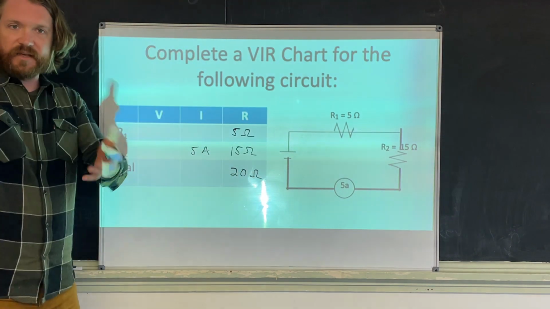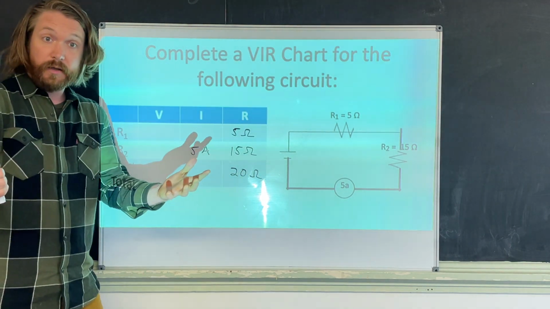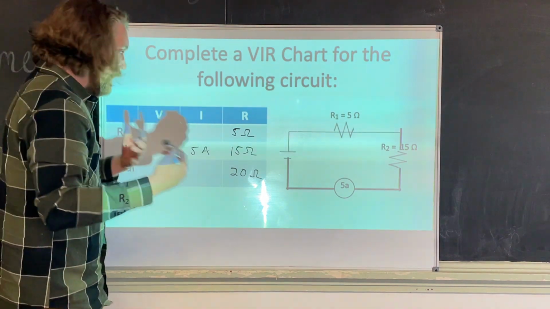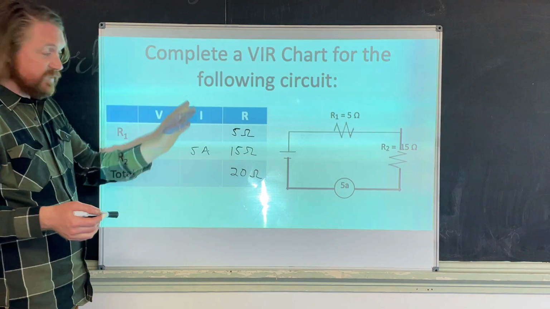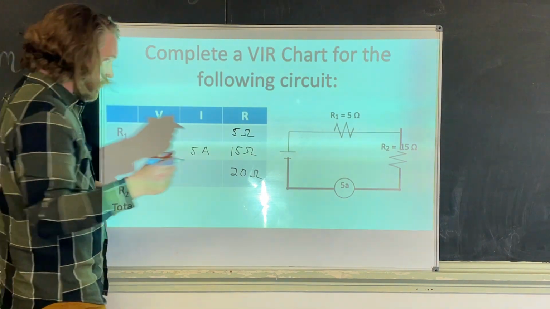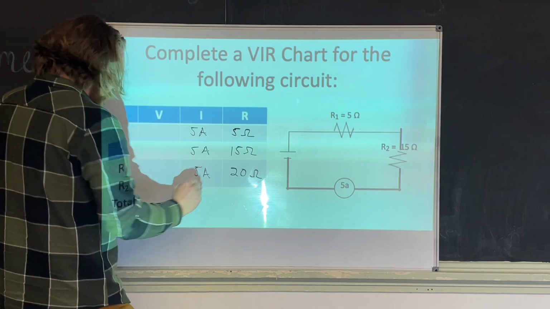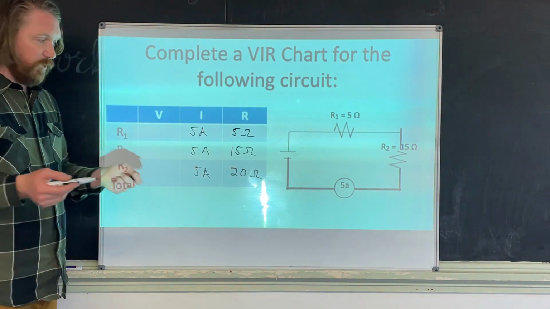Oh, again, pause this. See if you can do it on your own. Pause. Do you have your chart filled out? Awesome. Okay, next thing, we know that our current is the same everywhere in a series circuit. So this is 5 amps and this is 5 amps. Our total is the same as it is everywhere else.